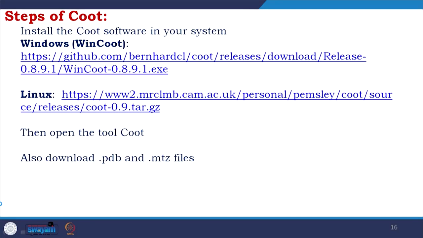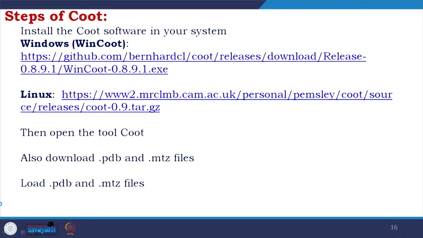PDB is representing the coordinate and MTZ is representing the map, because if you remember, you have the electron density map, and so an X-ray crystallographer got the electron density map and then developed the model. So, the model would be represented in the PDB format, whereas the MTZ file represents the electron density map. You have to load those .pdb and .mtz files. I will show you again that, and then you have to perform all the Coot based applications.